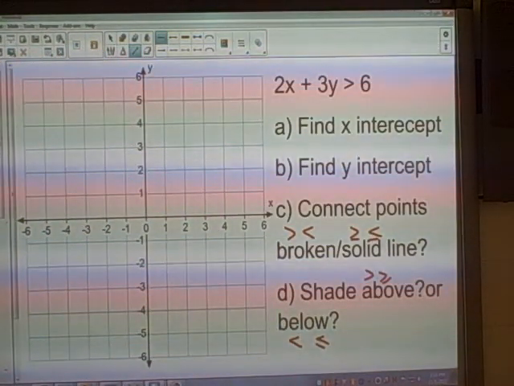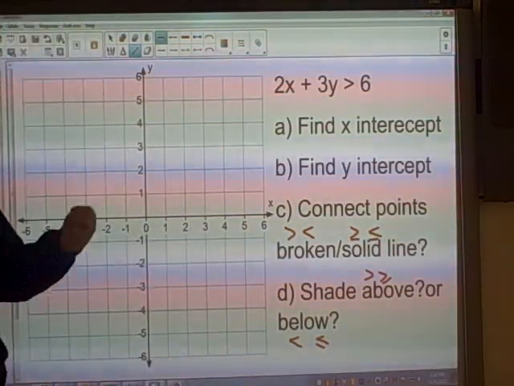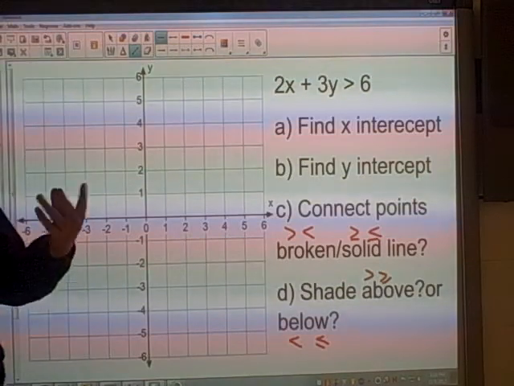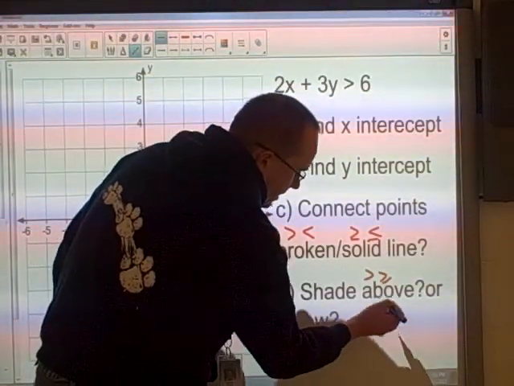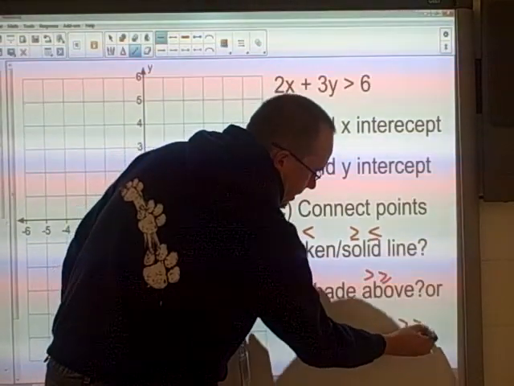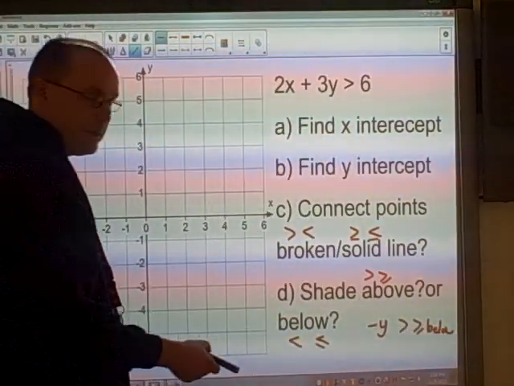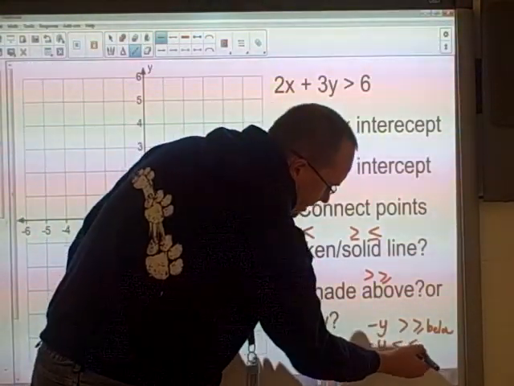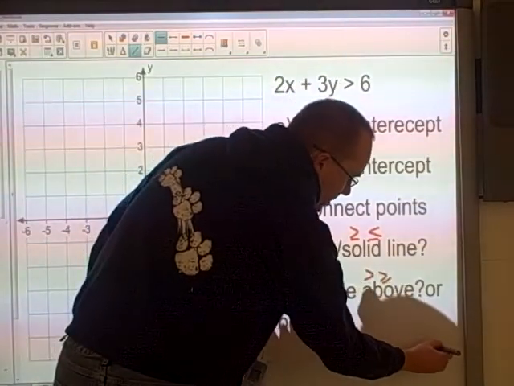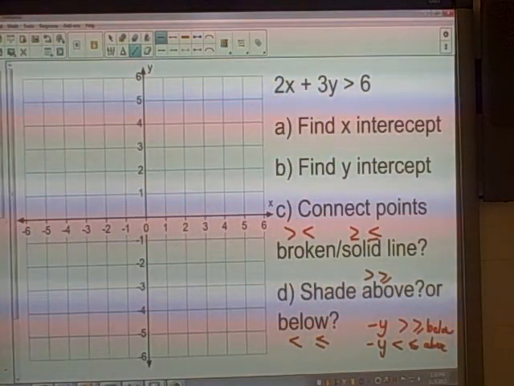However, there is an exception to that. If our question says negative y anywhere in the question, then the negative tells us we're going to do the opposite. So if we see negative y anywhere, and it says greater than or equal to, then actually we're going to shade below the line, in other words the opposite. And if we see negative y somewhere, and it's less than or equal to, then we do the opposite, and we shade above the line. So we have to keep an eye out for those as well.